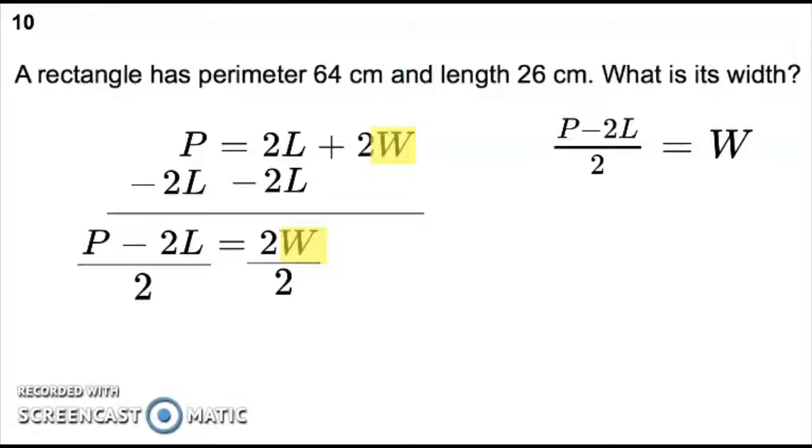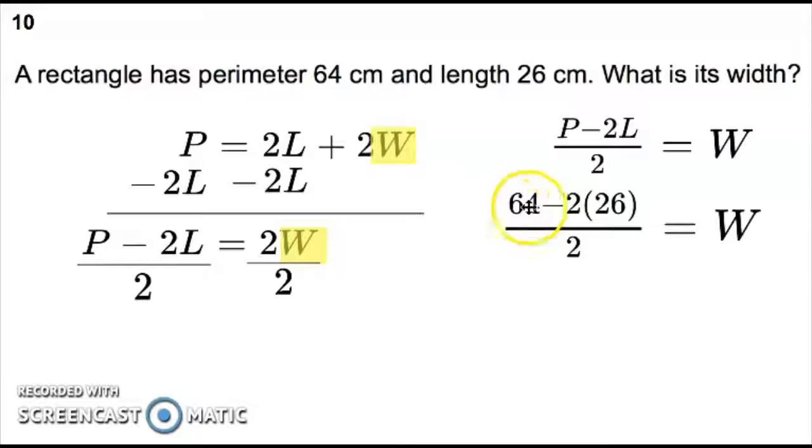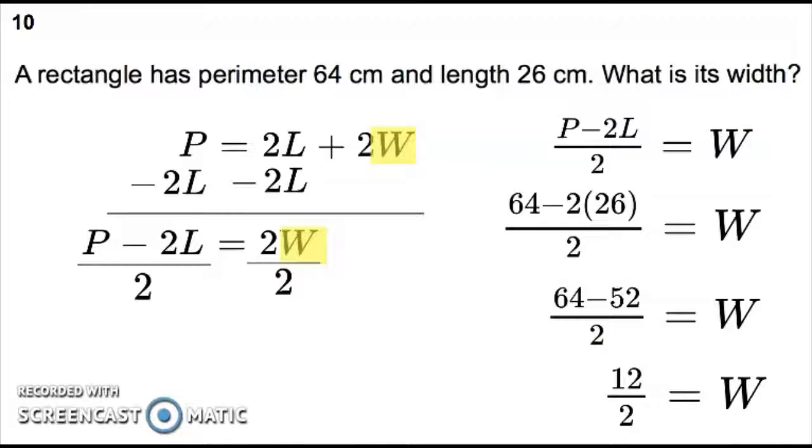Now we substitute in our given information. P is perimeter, and that's 64. L is length, and that's 26. So we have 64 minus 2 times 26. 2 times 26 is 52. So 64 minus 52 will give us 12. 12 over 2 will give us 6. So 6 centimeters is going to be the answer for number 10. That's our width.